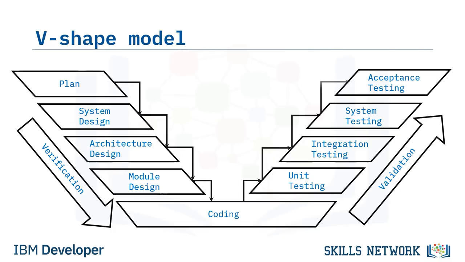Going down the V are planning, system design, architecture design, and then module design. The bottom of the V is the coding phase. And going back up the V are the 4 phases that correspond to the phases going down the V: unit testing, integration testing, system testing, and acceptance testing. The tests are written during the verification phases on the left and executed during the validation stages on the right.